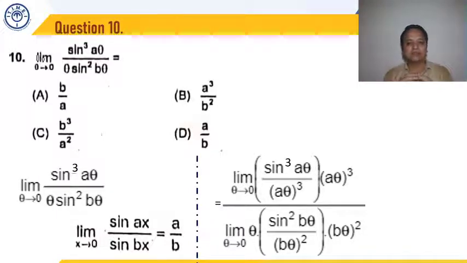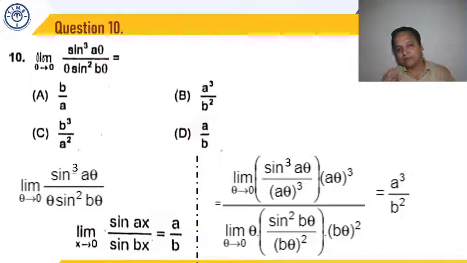We are using a simple result. Now, can we safely say what we are left with? Theta cube in the numerator, theta cube in the denominator. Now that theta cube will cancel out in the numerator as well as the denominator. So we are left with only a cube in the numerator and b square in the denominator. So this final value comes out to be a cube upon b square. That we call the value of the limit.